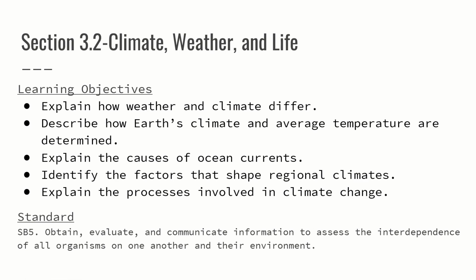Okay, for this next video, we're covering section 3.2, which is climate, weather, and life. Our learning objectives, you'll see 5 listed. There's kind of 3 that we're really going to focus on. First, explain how weather and climate are different. Describe how Earth's climate and average temperature are determined. The next 2, we'll cover a little bit, but it's not a huge focus, as far as ocean currents and regional climates. And then finally, we will start to introduce the processes involved in climate change.